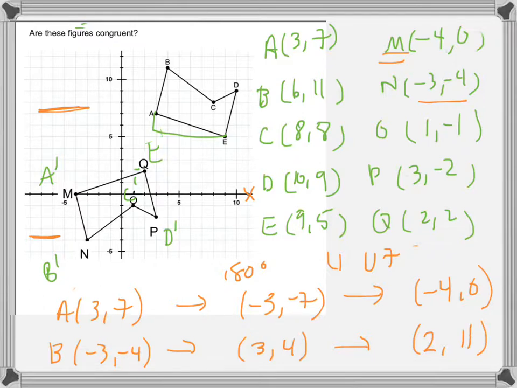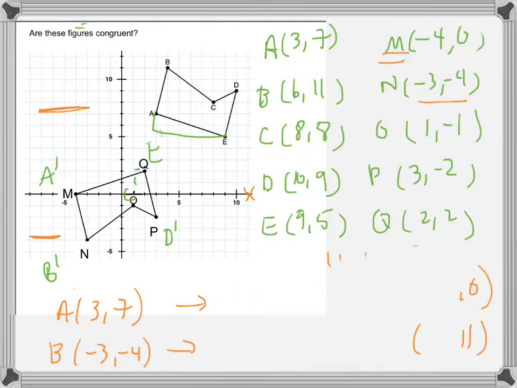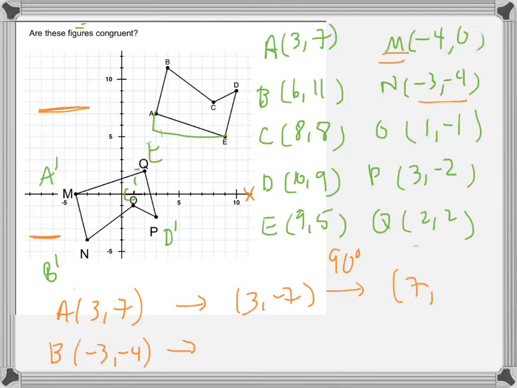I wonder if it's a reflection and a rotation. Okay. Let's see if it's a reflection over the x-axis and then a rotation. So if it's a reflection over the x, that makes this, followed by, let's say, a 90-degree rotation. No, that would be 7, 3. Okay.